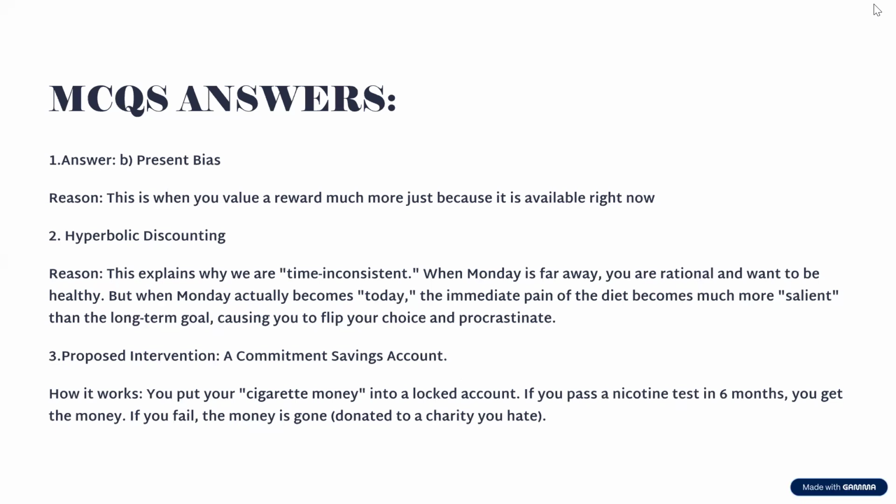Okay, so number one, the answer is present bias. And why is that? The reason is that you value a reward much more just because it is available right now, and you don't consider the future or what will happen in the future. This is what present bias is.